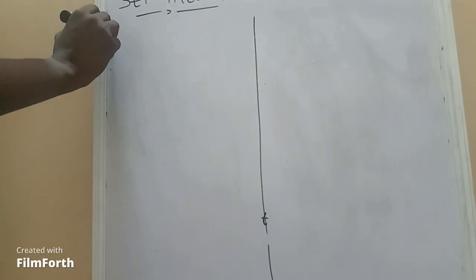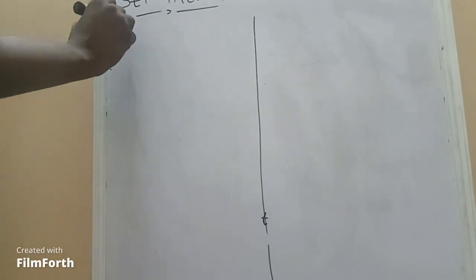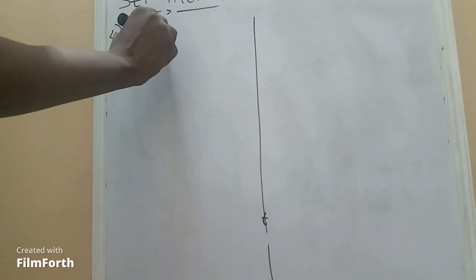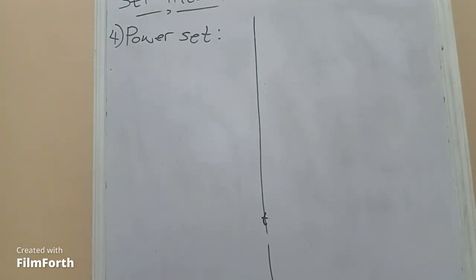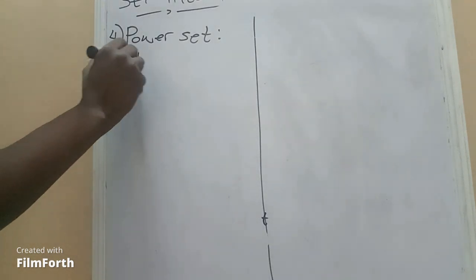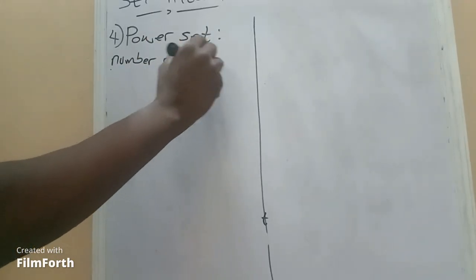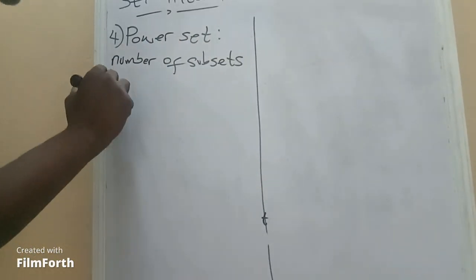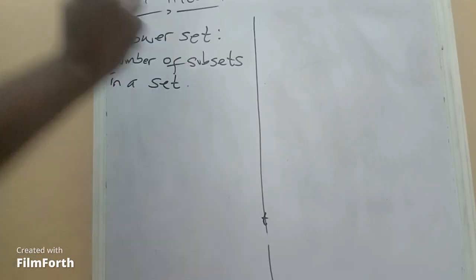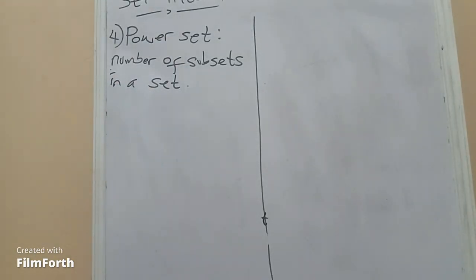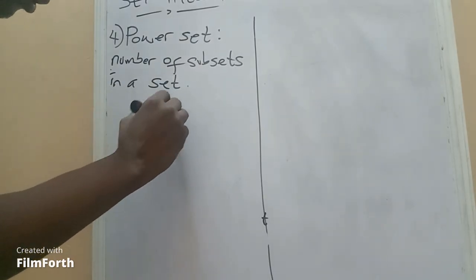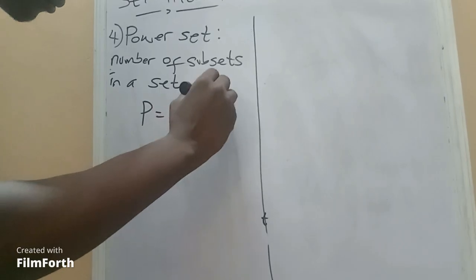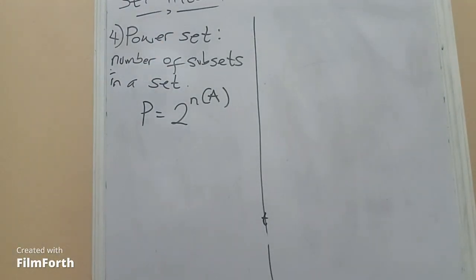The power set is defined as the number of subsets in a particular set, that is, the number of subsets in a particular set. Now, the symbol is given as power set equals 2. Now, remember this particular symbol.